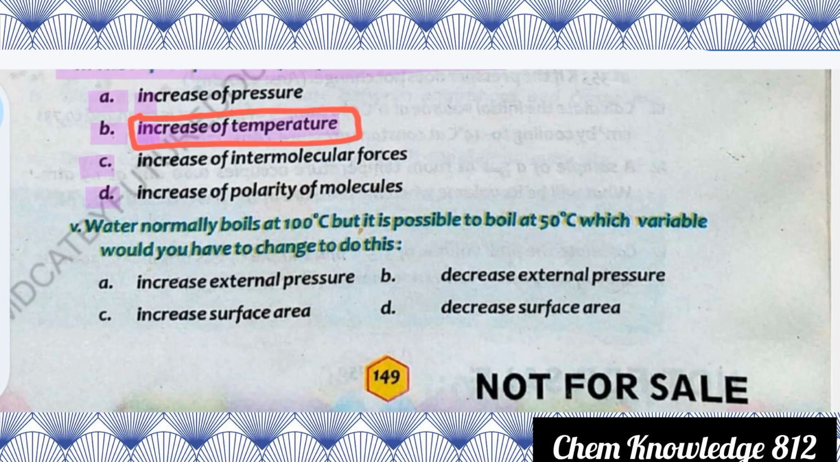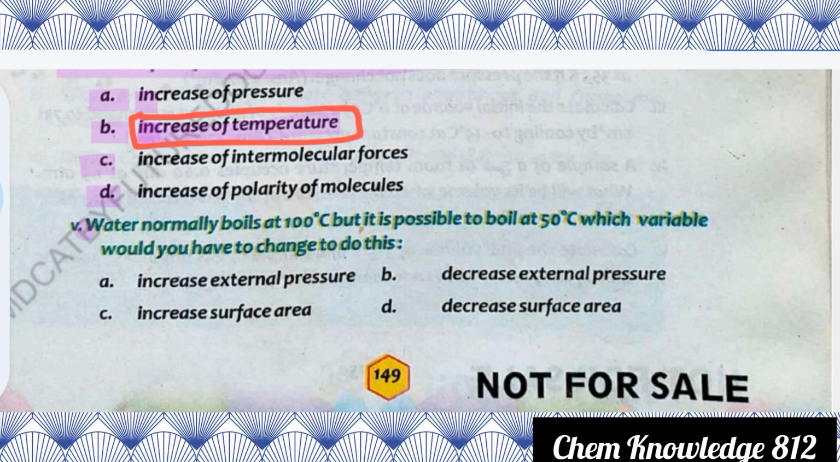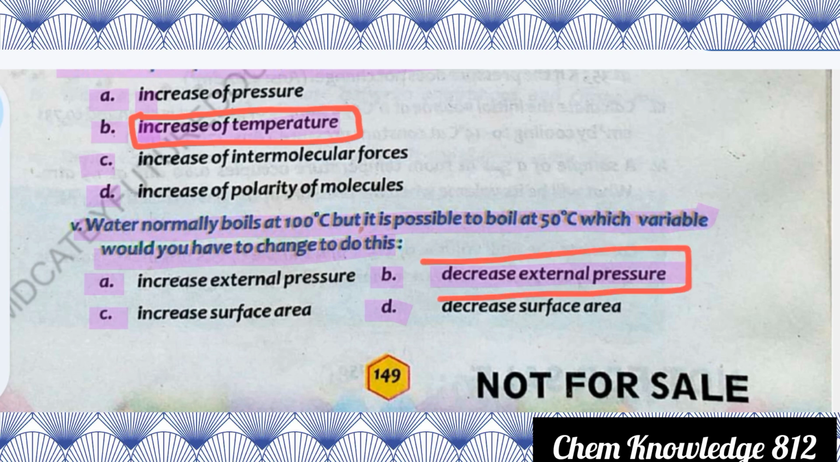Number 5. Water normally boils at 100 degrees Celsius, but it is possible to boil it at 50 degrees Celsius. Which variable would you have to change to do this? A, increase external pressure, B, decrease external pressure, C, increase surface area, D, decrease surface area. So the correct answer is B, decrease external pressure. When we decrease external pressure, the liquid boils below 100 degrees Celsius.